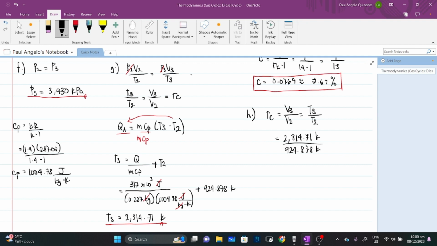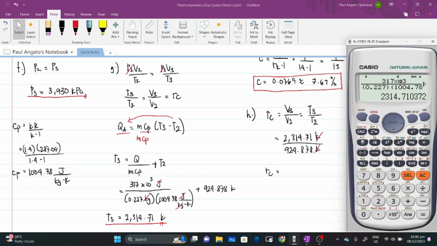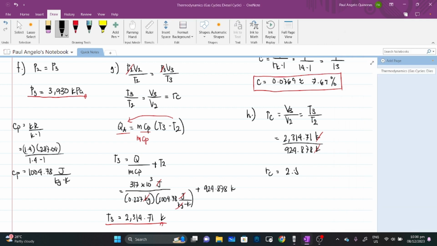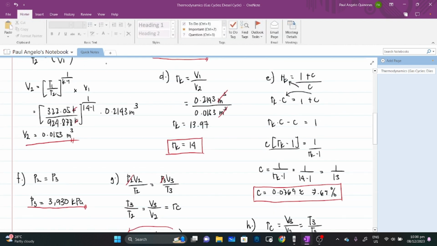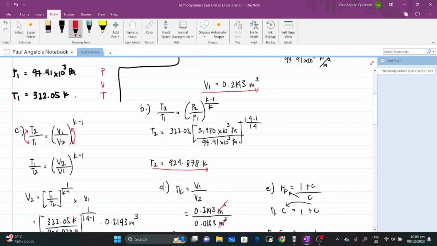So let's divide this. We have the cutoff ratio of 2.5. Okay, so this will be our cutoff ratio. So now we have the cutoff ratio, let's put a check first in the cutoff ratio.